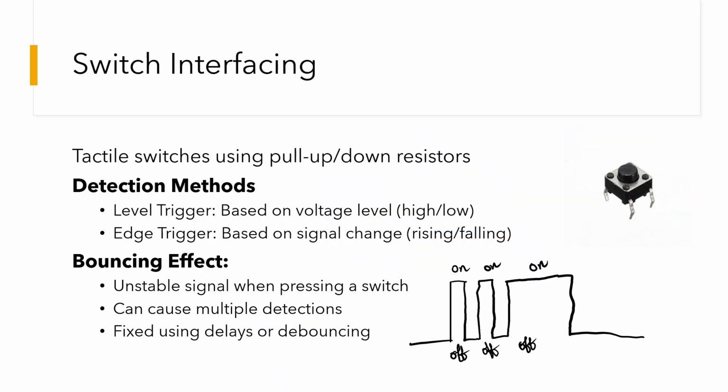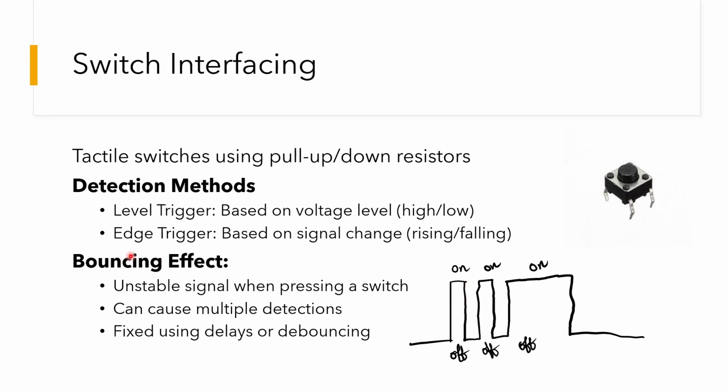So now let's see this. We'll break down the components. So these are the switches, right? These are tactile switches, which use pull up and pull down resistors. These have two detection methods. One is level triggering, and the other one is edge triggering. Level triggering is based on the voltage level, which is high or low, whereas edge triggering is based on the signal change, like whether it is a rising edge or a falling edge.